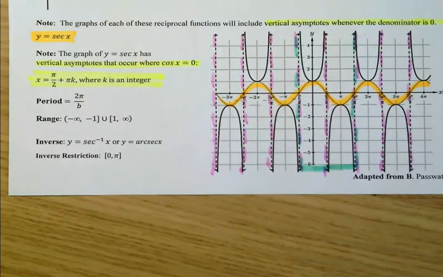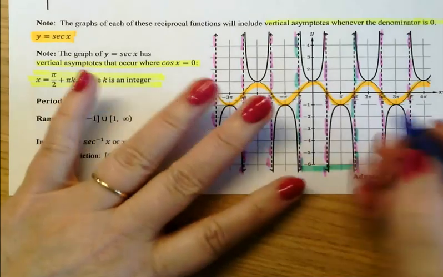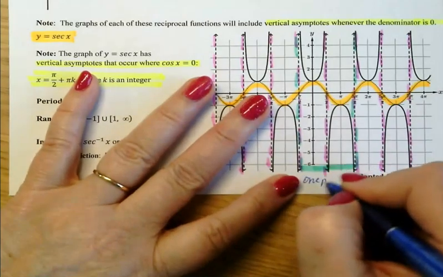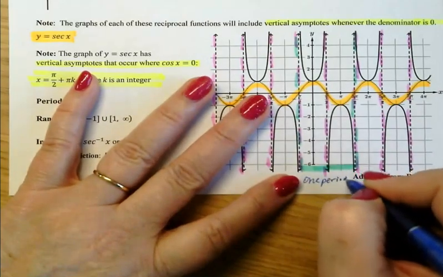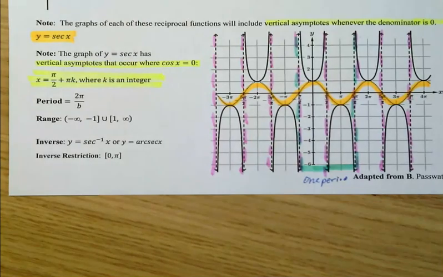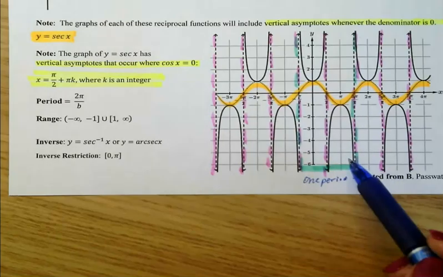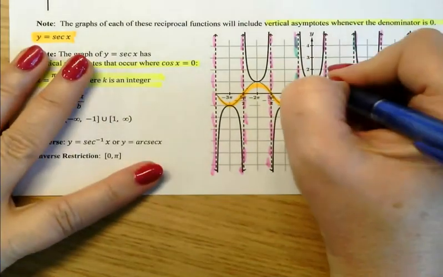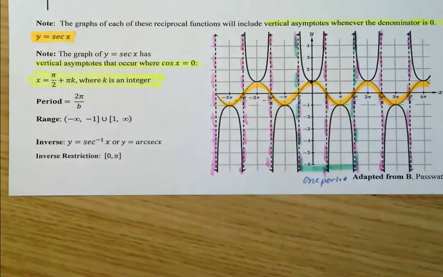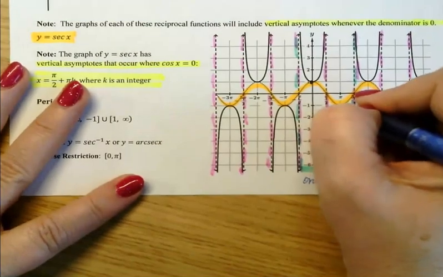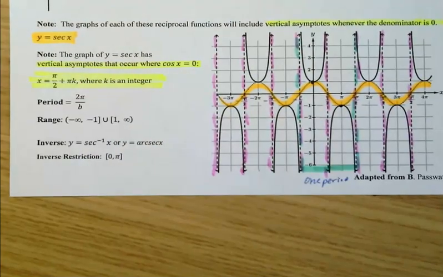Okay, and that is considered one period of secant. A period of secant includes a hill and a valley. And if you look at this point right here, which is the bottom of the valley, it is at the top of the cosine graph. And this point right here is at the bottom of the cosine graph, but at the top of the secant graph.